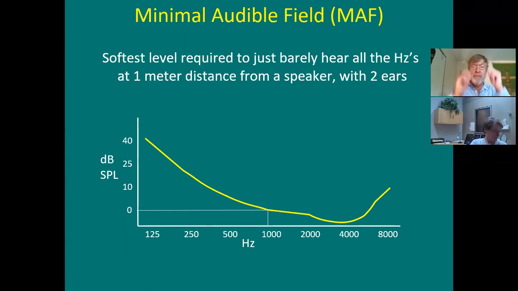Now, look at 2000. Look very carefully at 2. It's even less than 0. And look at 3 and 4. They're like at minus 10. They're softer yet. So, zero dBSPL does not mean no sound. Zero dBSPL, remember, it's the softest it takes to hear a 1,000 hertz tone at 1 meter distance with two ears. But to hear a 2,000 hertz tone or a 4,000 hertz tone, it's going to be less than zero dBSPL. Okay? That's what I'm trying to talk about here.